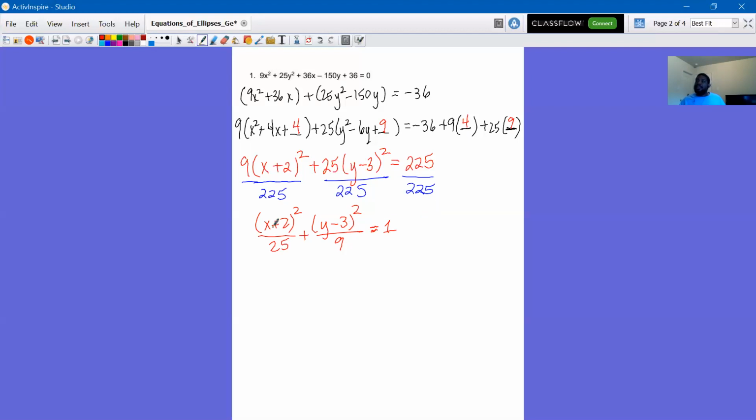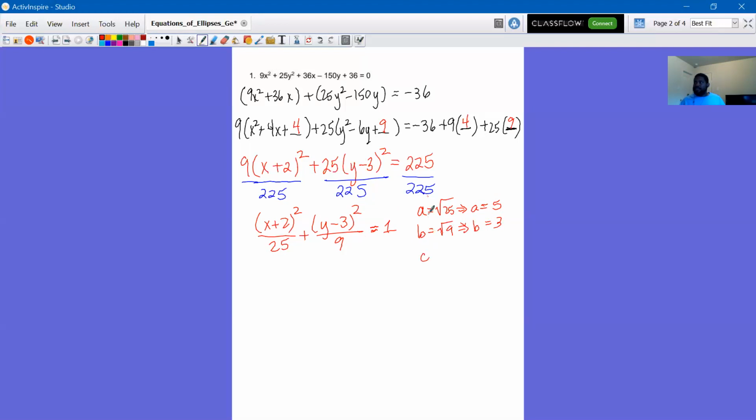So now we will want to compute a, b, and c. And so we have a to be the bigger denominator. So find the bigger denominator and take the square root of it. So a is the square root of 25, which is 5, which means b is the square root of 9, which is 3.